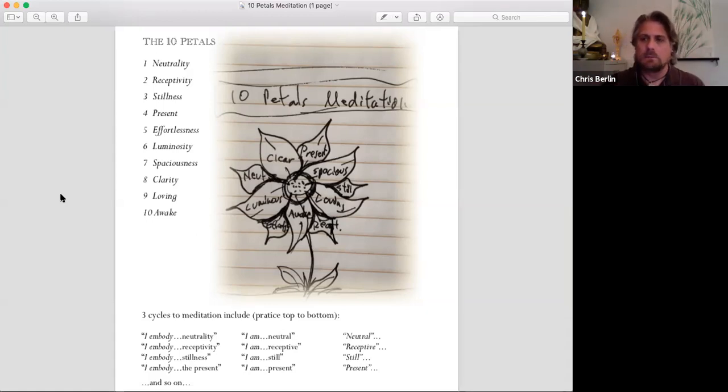And luminosity or radiance, recognizing this quality not just as being an inner quality, but a spacious quality that goes beyond the limits of body. So awareness itself becoming spacious. Spaciousness, boundless awareness. And that awareness then revealing the quality of pristine clarity. That awareness itself is fundamentally clear and vivid and open.